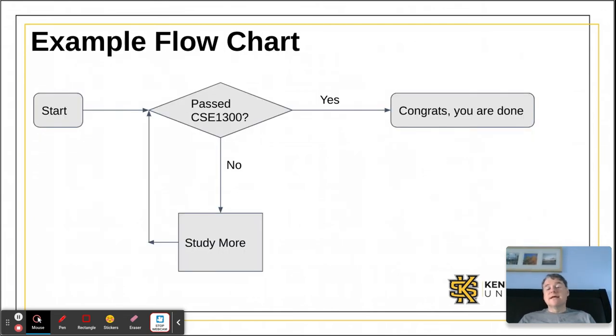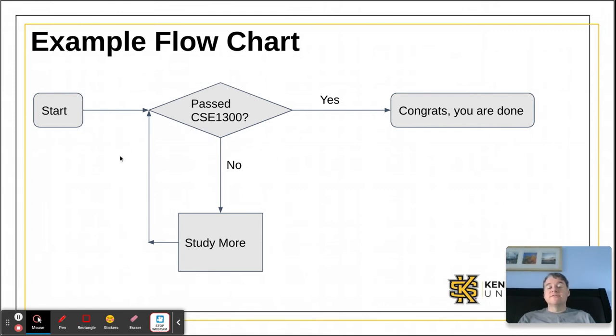All right, so here's an example of a flowchart. We start at the beginning over here in the start box, and we say, have we passed 1321? This is a yes-no question. If the answer is yes, then congrats, you're done. If the answer is no, then you need to study more, and you need to go back and re-ask, have you now passed it? Okay, well, this is a pretty simple algorithm.